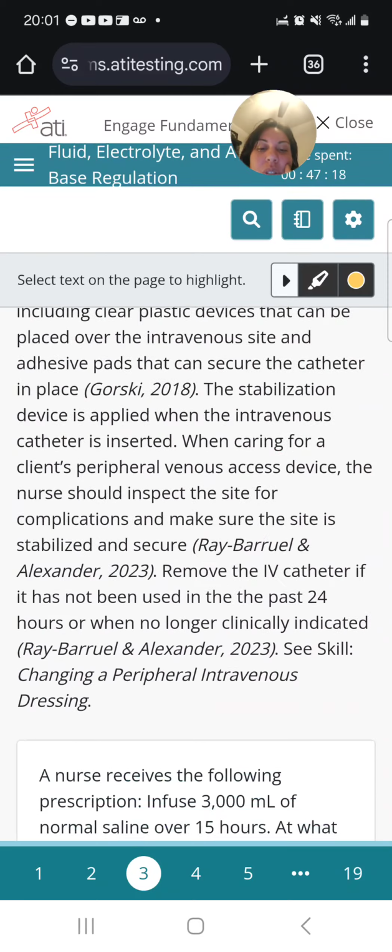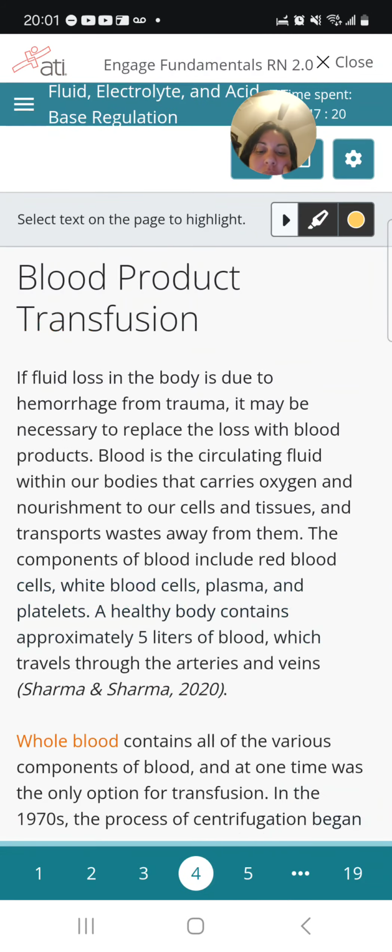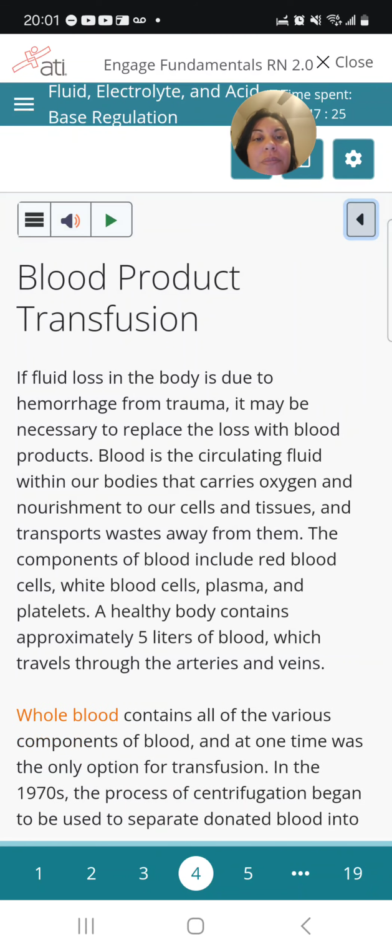Where's the blood transfusions? Blood product transfusions. Can I have this play? My freaking throat's sore.